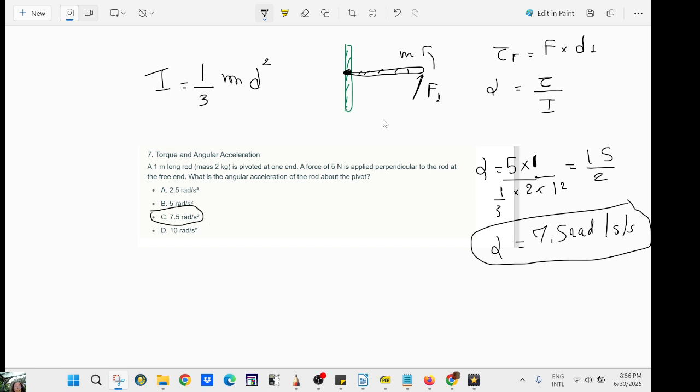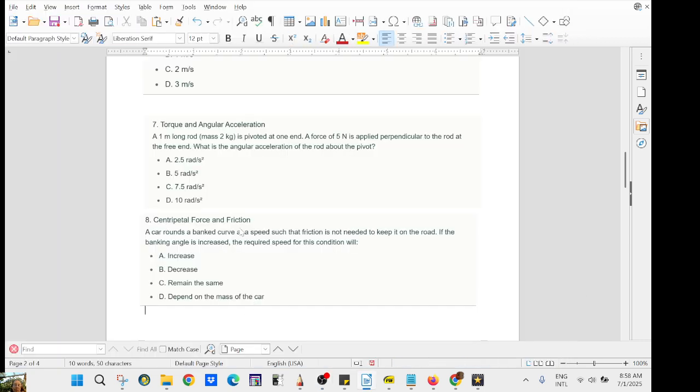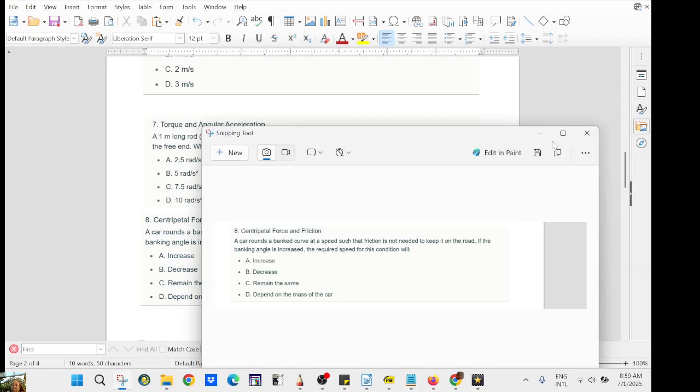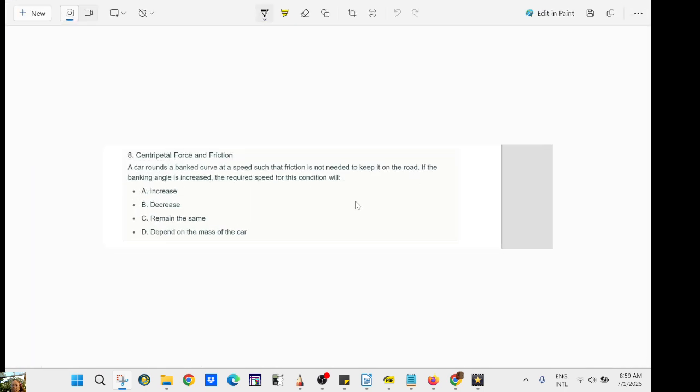So this one is easy, and you don't need to know the equations, right? It can just make sense. You can pause the video and try to solve it. It's a conceptual question. It's about a banked road, right?